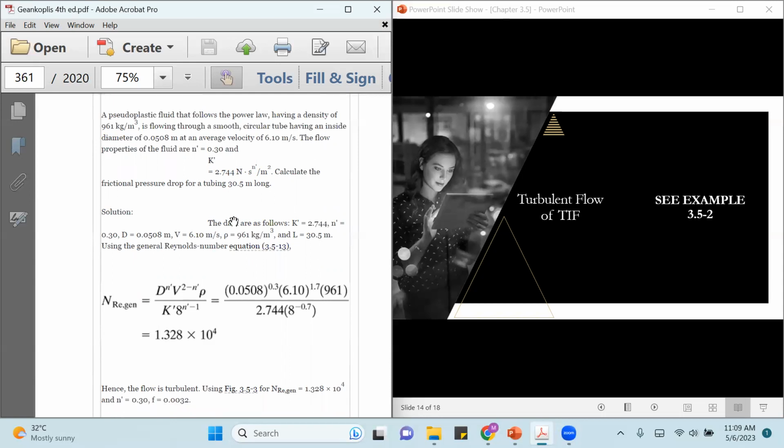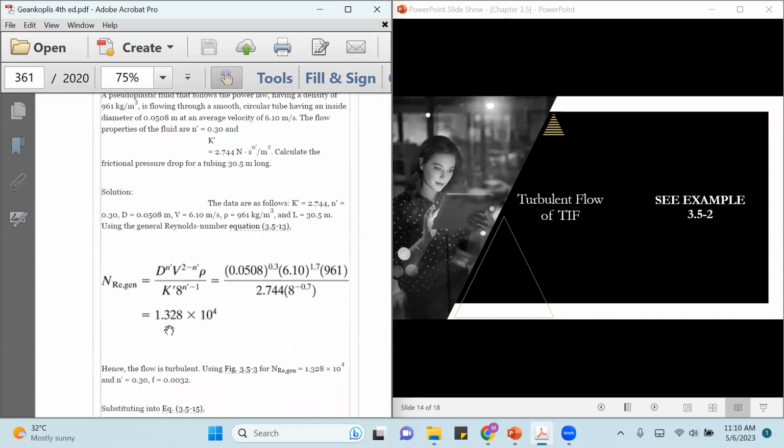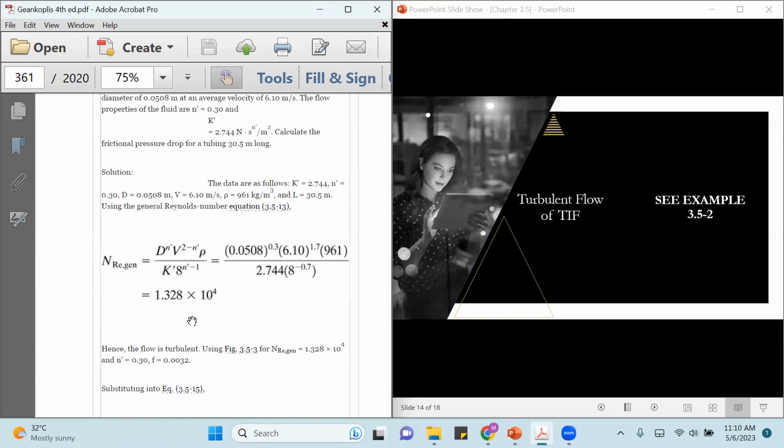Since I don't know whether it's turbulent or not, I have to check the generalized NRE first. It's 13,280, so it's definitely a turbulent flow. After I put all the known values from the problem, I know that the generalized NRE is this.